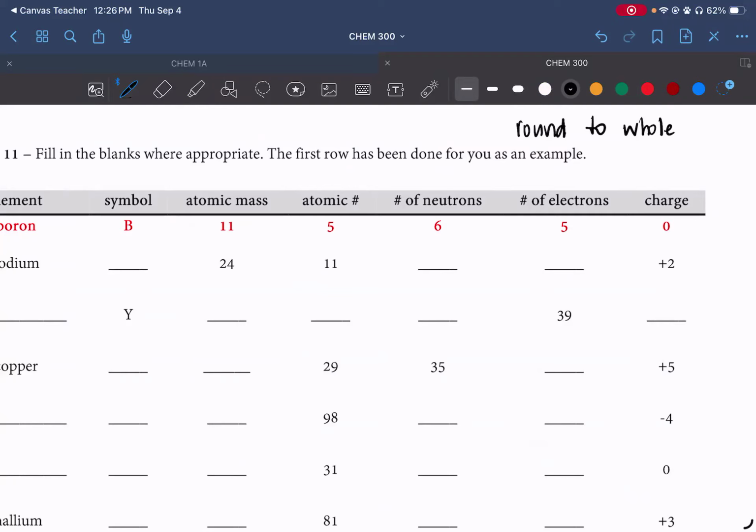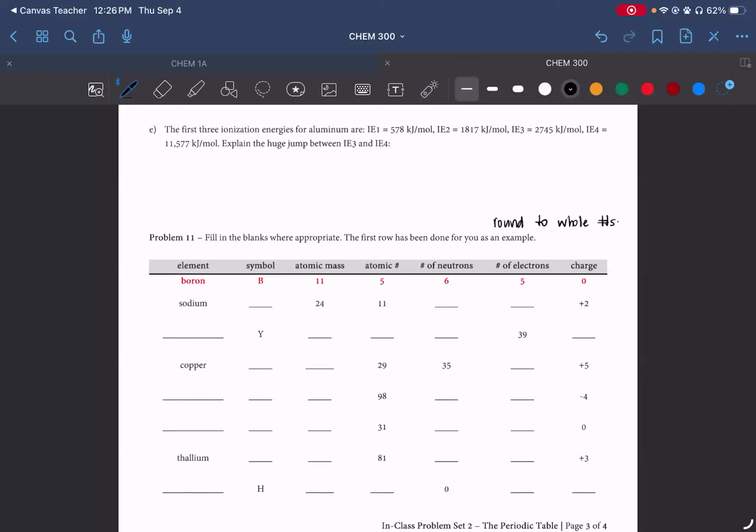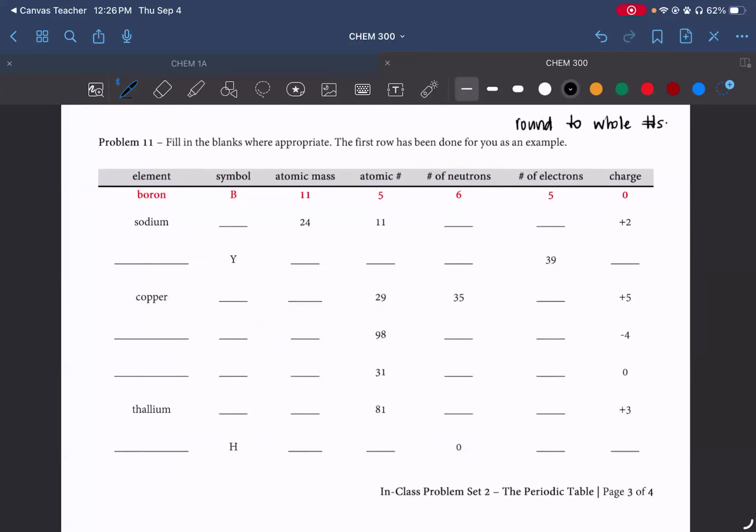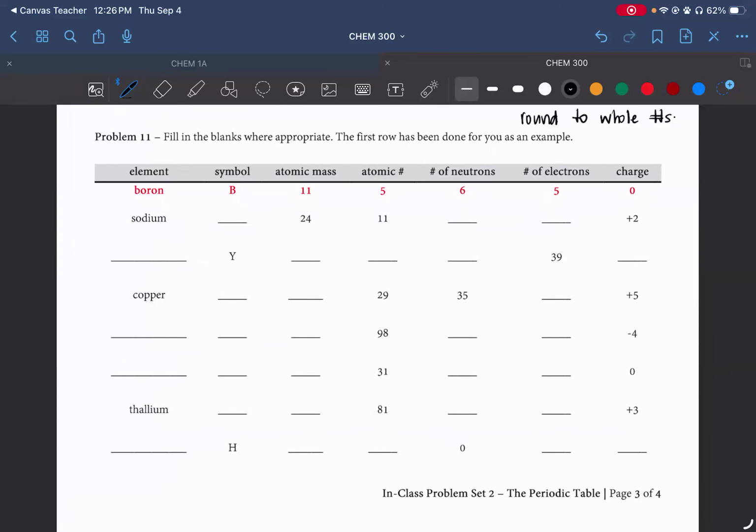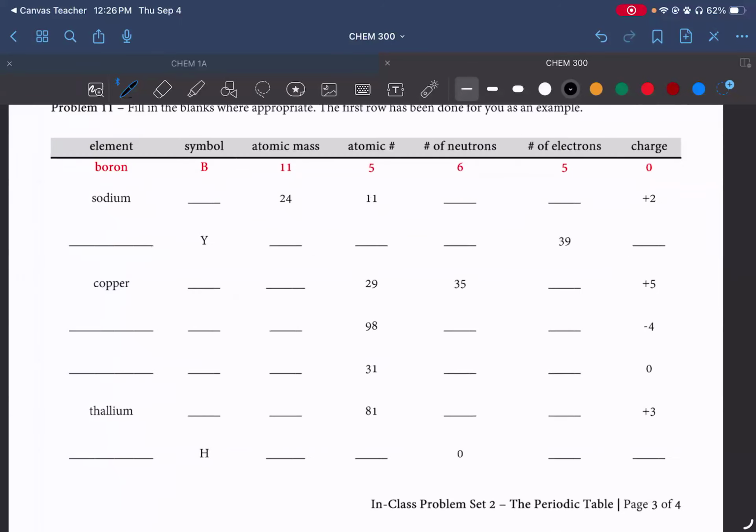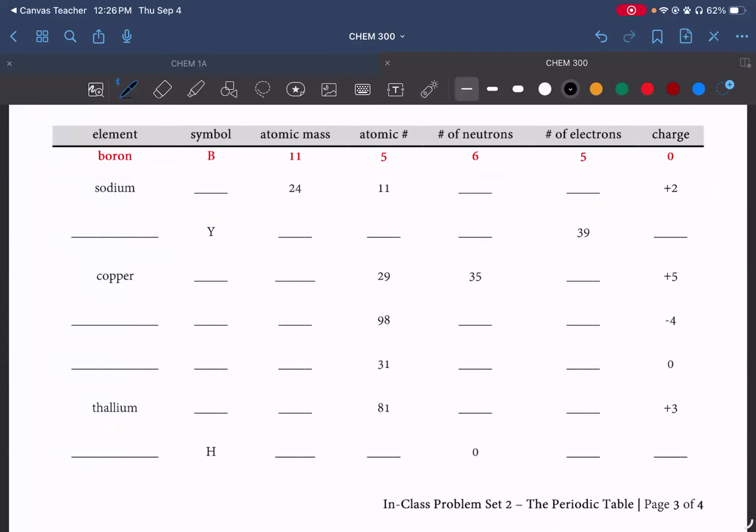I apologize for not including that on the document already, but don't worry, if this question is on your exam, it will say, please round your numbers to whole numbers. Okay, so the first row has been done for us. Let's try to understand what the approach was, any tricks we can pick up.